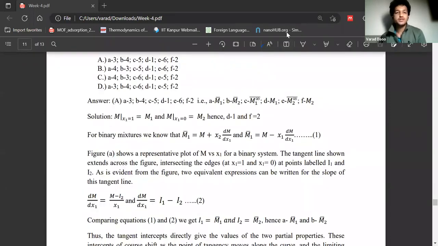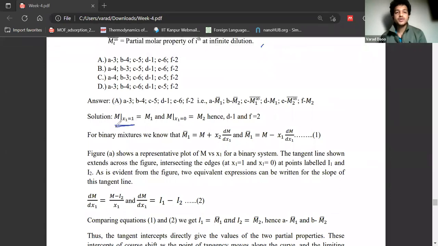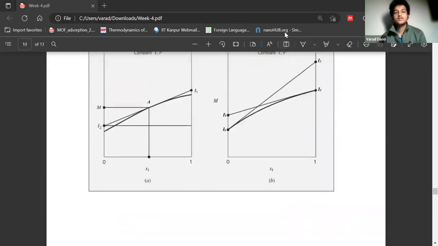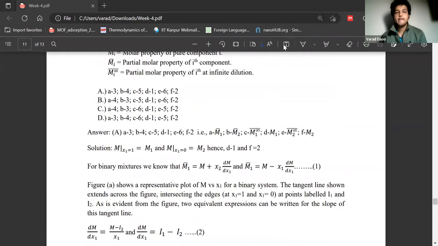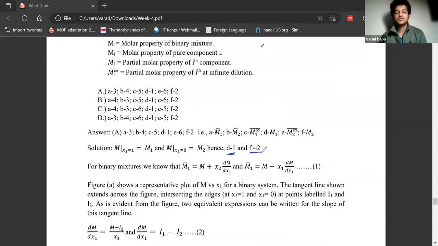So what we have is M at x1 equal to 1 is nothing but M1, and M at x1 equal to 0 is nothing but M2. So clearly from the figure, if you look at the figure, this is for M1. So hence what we have is D is 1 and F is 2.